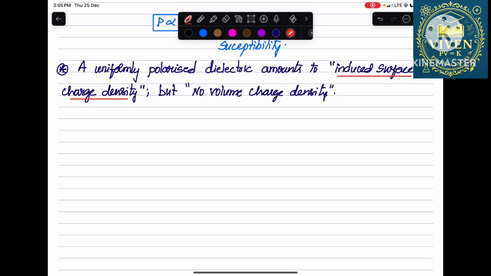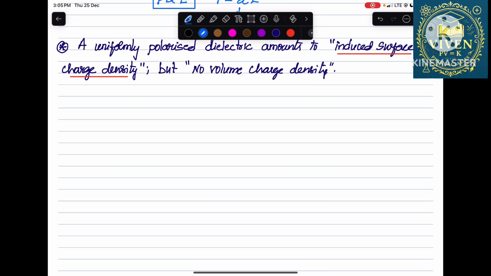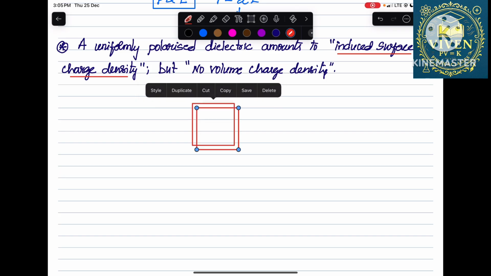The reason we already know: the net dipole moment will be classified between the two faces straight away. So for such cases, if I consider a cube material, see here, let me show a cube drawn neatly.